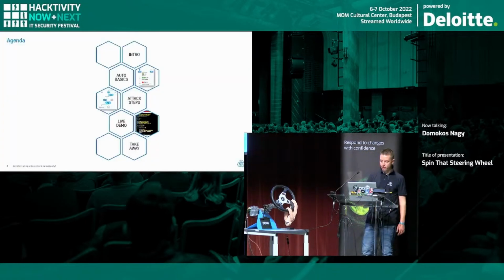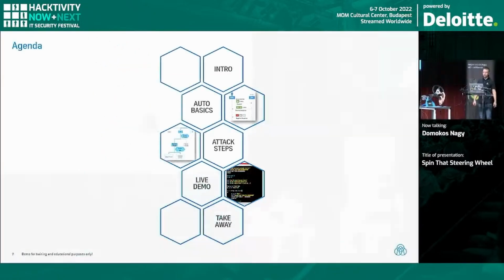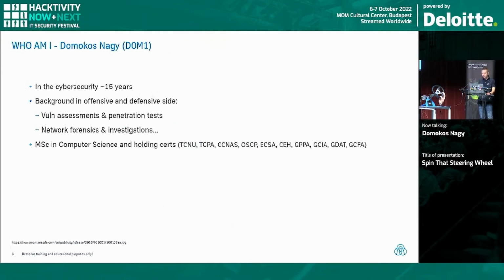I would like to start with the schedule for today. Here is when we go through the automotive basics, just to understand our attacking steps. We'll have a really prepared attack tree when we go through, and the first half we're going to see more theoretical and more basic stuff, and then we go through the consoles and bash script to see how we can spin that wheel.